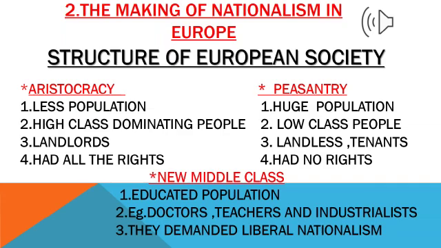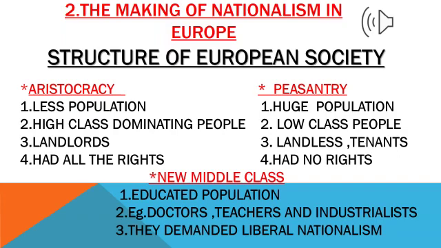Well, children, we can see the structure of European society, where there were the aristocracies, peasantries, and the middle class people. Now, the aristocracies were small in population, and were high class dominating people, and they included the landlords, and they had all the rights in the country. At the same time, when you talk about the peasantry, they were huge in population, and they were all low class people. They were landless, and they were working as tenants, and they had no rights in the society.